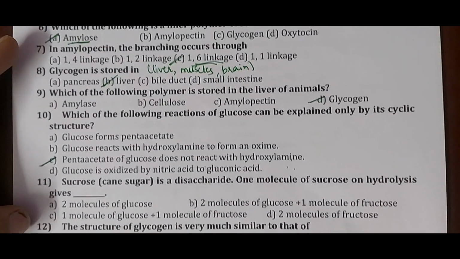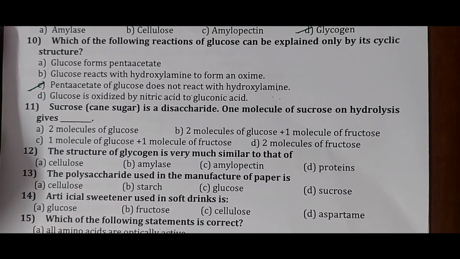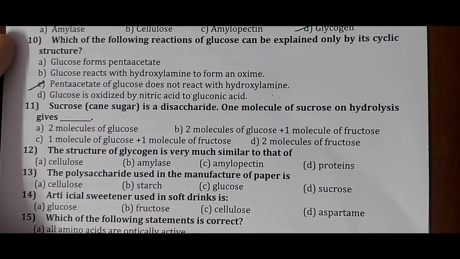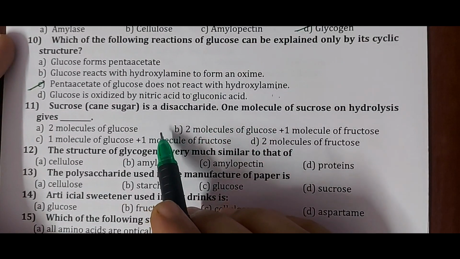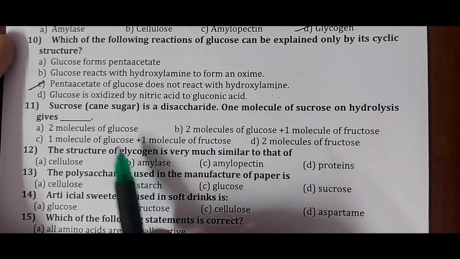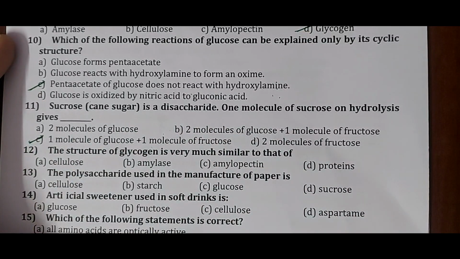Next we'll go with question number 11. Sucrose is a disaccharide. One molecule of sucrose on hydrolysis gives. We have already seen the structure of sucrose. It is made up of one molecule of glucose and one molecule of fructose. So hydrolysis of sucrose would give you one molecule of glucose and one molecule of fructose. So the correct answer is option C.